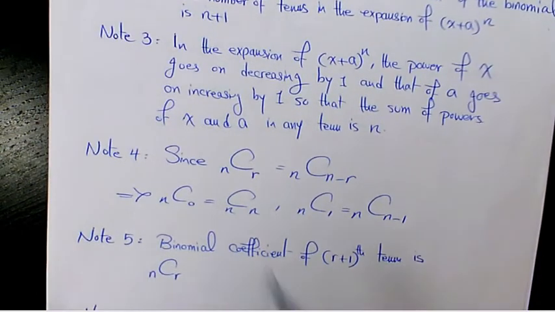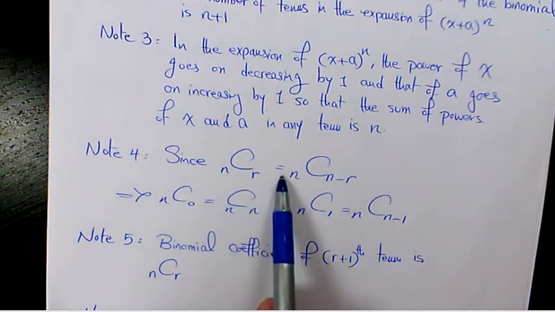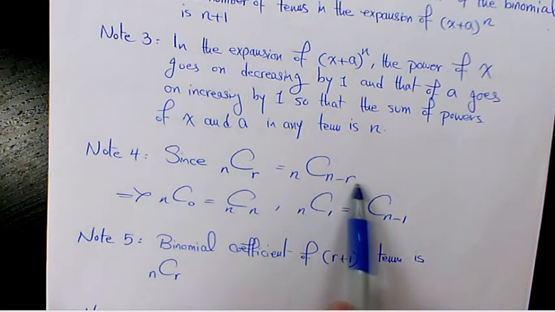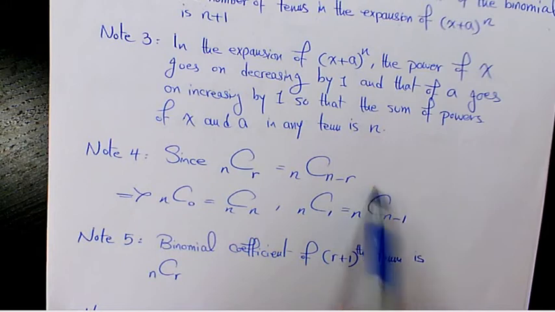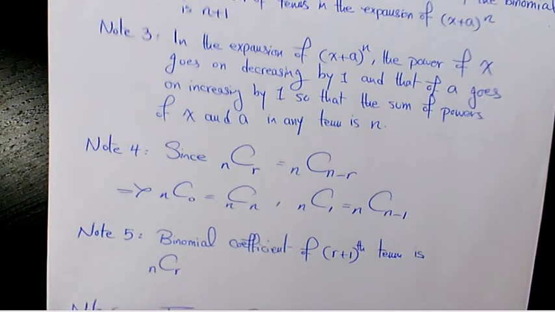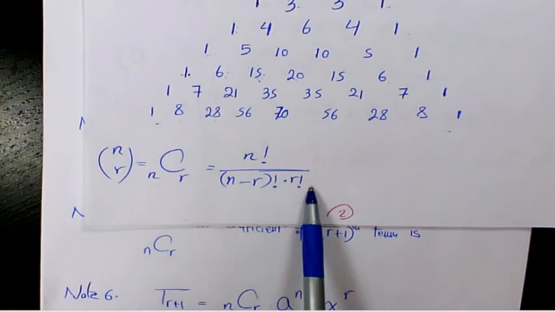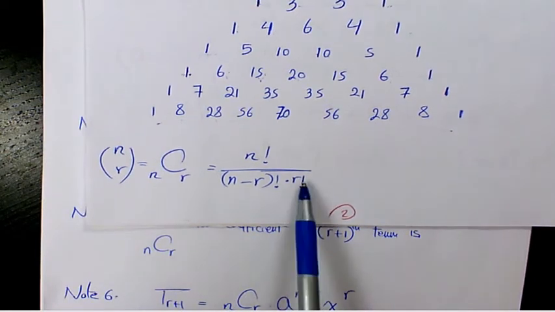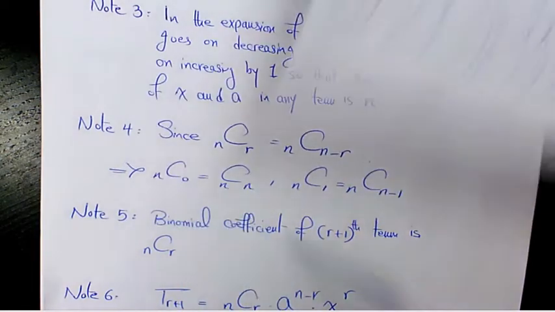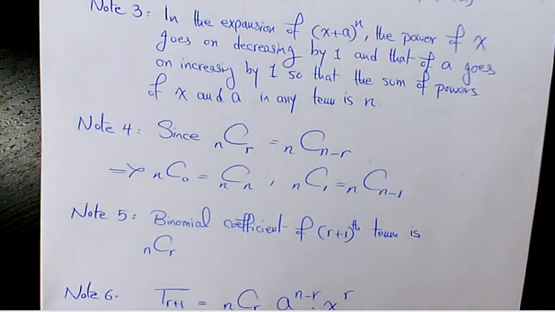So we can say nCr equals nC(n minus r). Which makes sense because if you go back to the formula here, that's n factorial divided by (n minus r) factorial times r factorial. So this one is going to swap for these two numbers, so the answer is going to be the same in total.